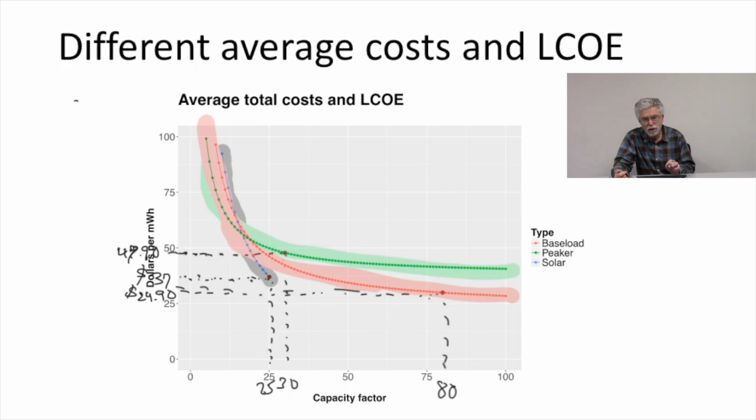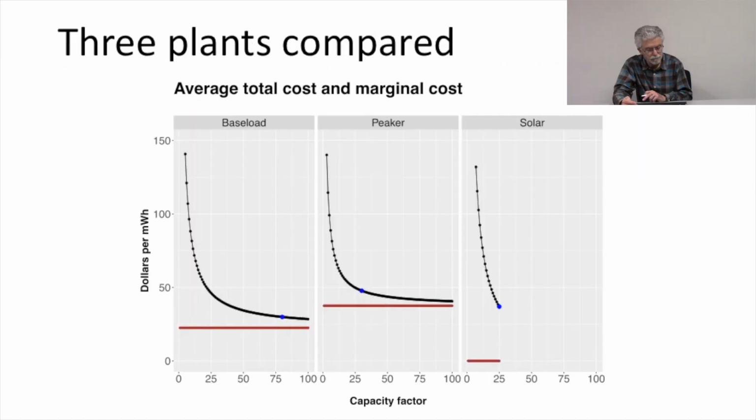So now we have our four sample power plants. We have the marginal cost, we have the average cost, and we have the levelized cost of energy from these different power plants. So let's just compare them side by side. Here are the same average cost curves. Now we've got them side by side, so you can look at them all in the same place.